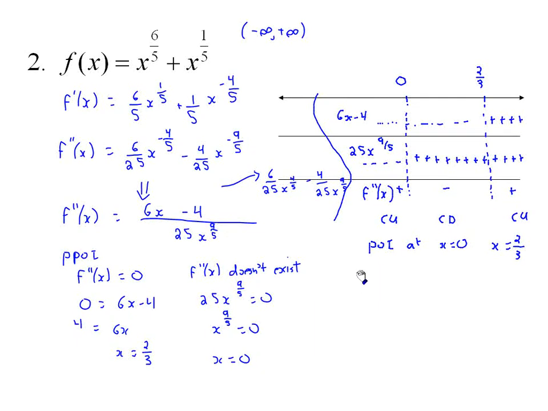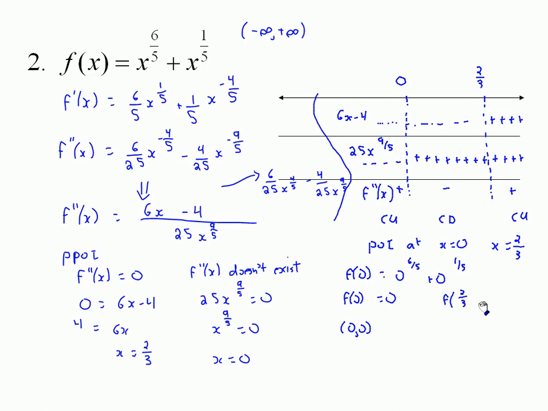And of course you're wondering, well, what are those coordinates? So f at 0, we plug into the original: 0 to the 6/5 plus 0 to the 1/5. So f at 0 is equal to 0. So 0, comma 0.